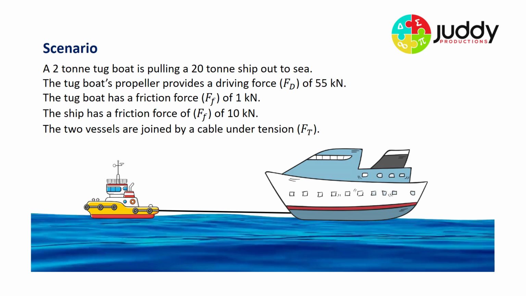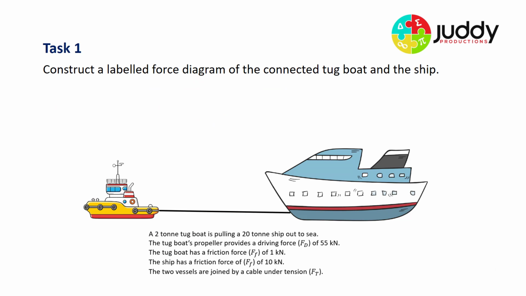So the scenario we have: a 2-ton tugboat is pulling a 20-ton ship out to sea. The tugboat's propeller provides a driving force, Fd, of 55 kilonewtons. The tugboat has a frictional force of 1 kilonewton, and the ship has a frictional force of 10 kilonewtons. The two vessels are joined by a cable under tension. Task number 1. We're asked to construct a labelled force diagram of the connected tugboat and the ship.